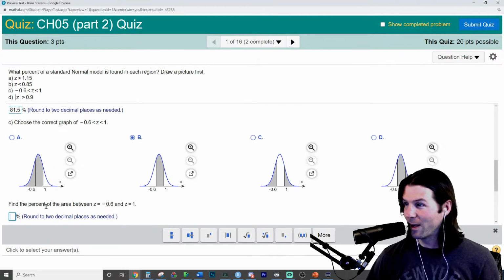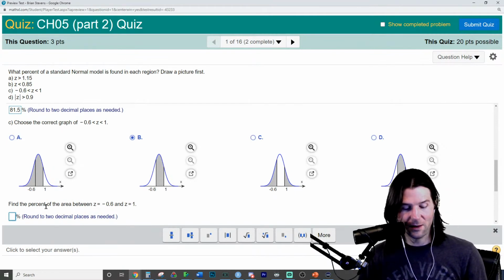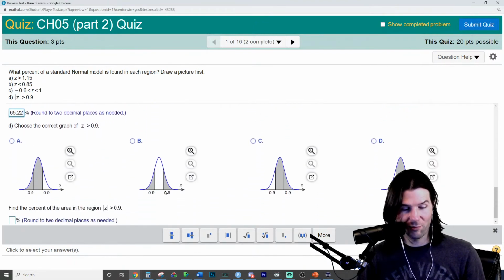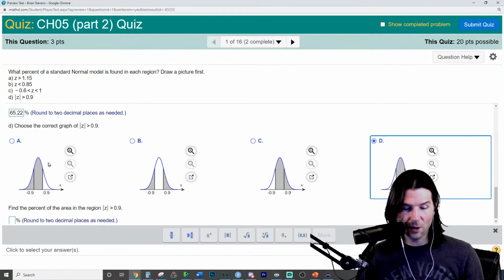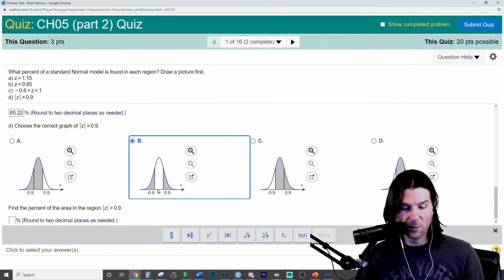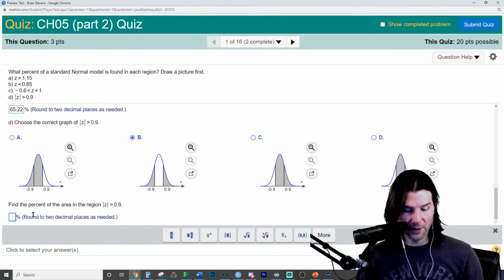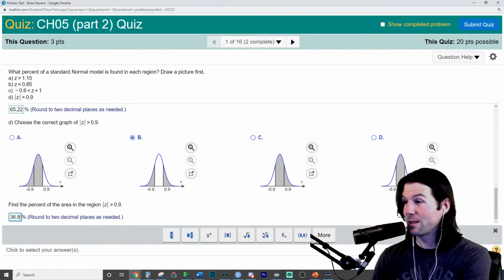So 34 plus 21. Now I can't do simple math in my head. 34 plus 21 is 65, right? Tell me if I get it wrong. 65.2. We got the right decimal in there. Two decimal places. Outside a z-score of this, it's outside of it. So that's more than 32%. So that's going to be about 36.8%.